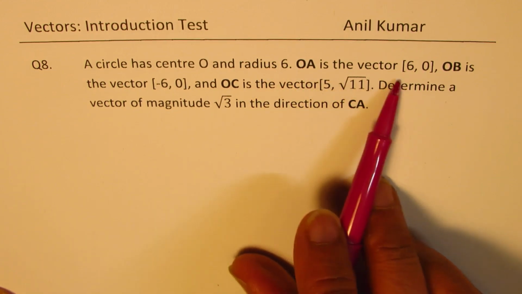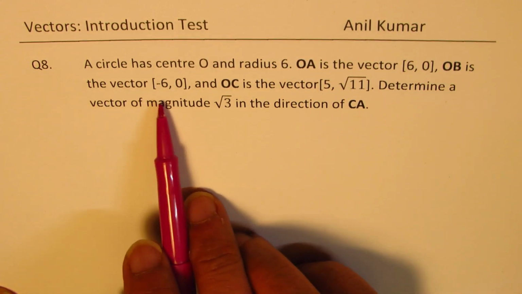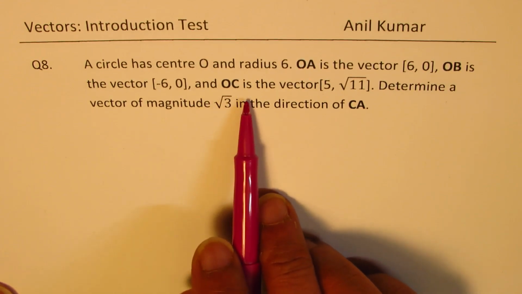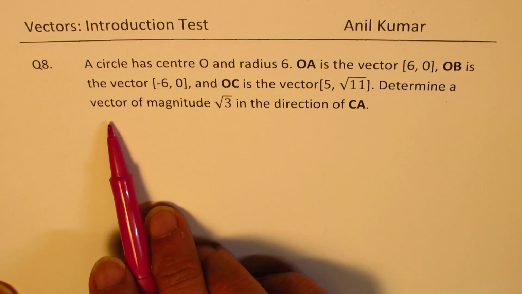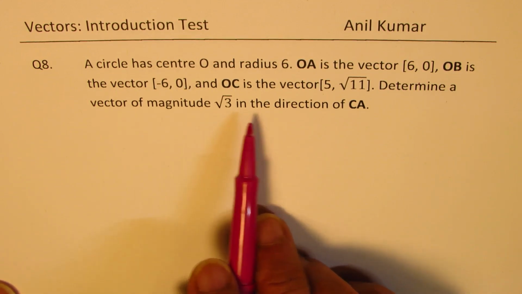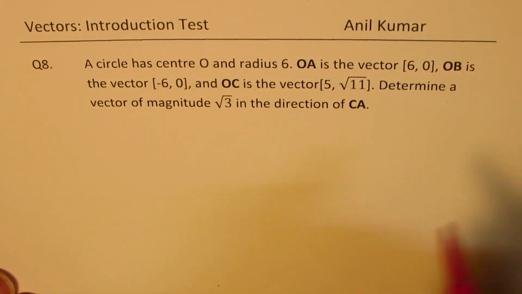8. A circle has center O and radius 6. OA is a vector 6, 0. OB is a vector -6, 0. And OC is vector 5, square root 11. Determine a vector of magnitude square root 3 in the direction of CA.